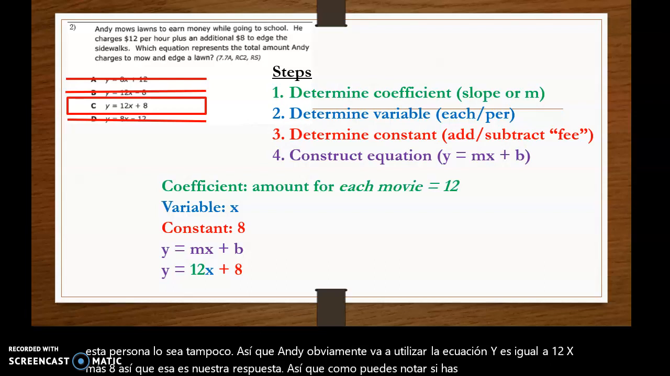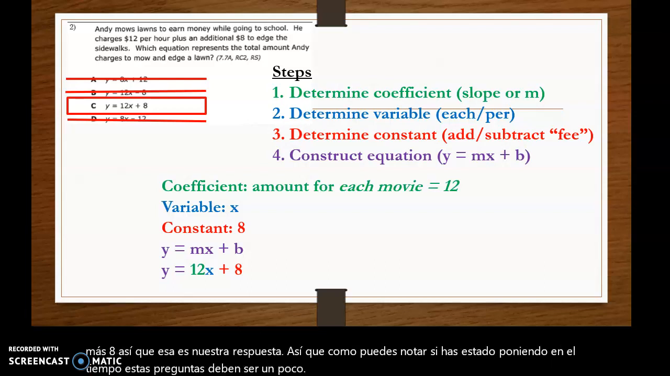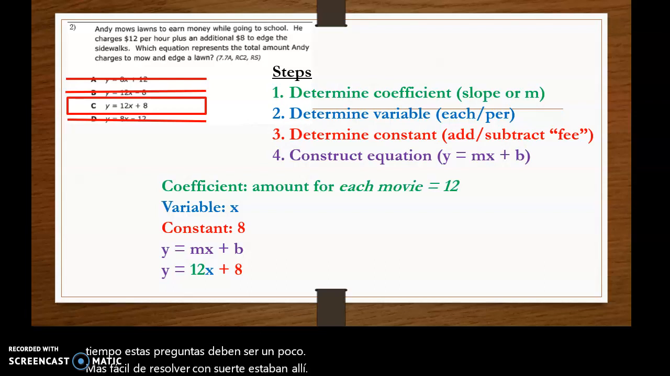As you can notice, if you've been putting in the time, these questions should be a little easier to solve. Hopefully we're there. It's going to take a while, but we can get there. I know we can. I believe in y'all.